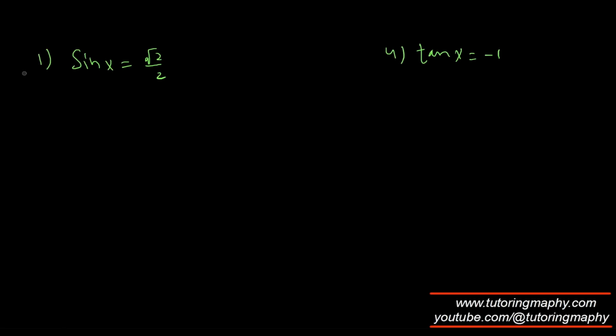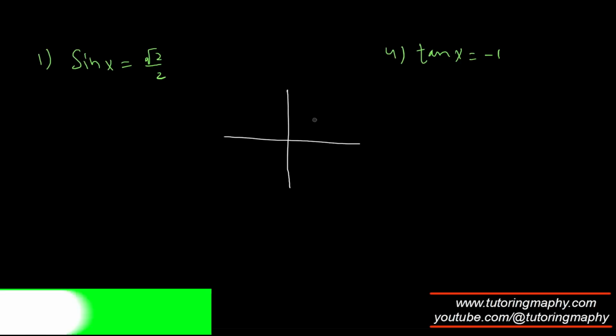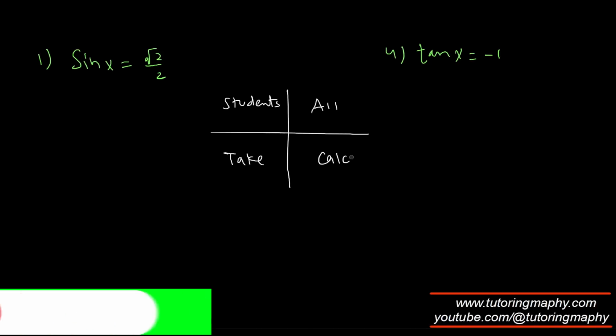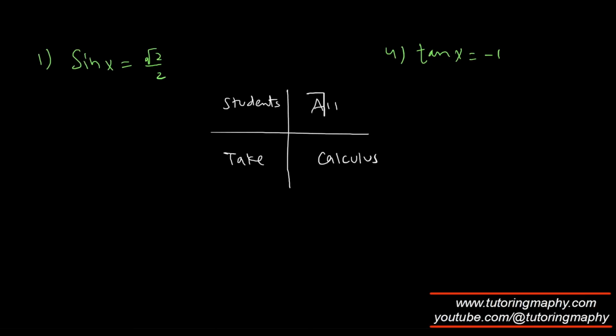Earlier we have already discussed the sign of trig functions in various quadrants. If you remember, we talked about all students take calculus. A means all trigonometric functions are positive in quadrant 1. S means only sine and cosec are positive in quadrant 2. T means only tan and cot are positive in quadrant 3. And C means only cos and sec are positive in quadrant 4.